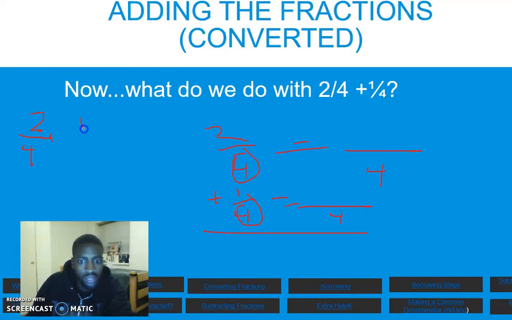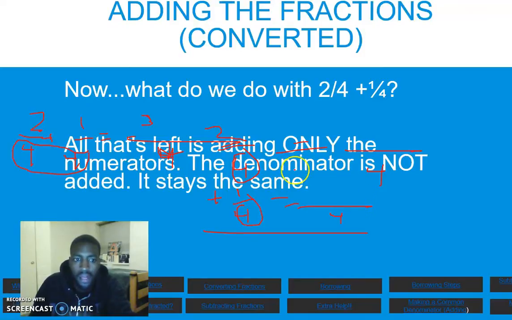2/4 plus 1/4 equals 3/4. Remember, when you add fractions, the denominator always stays the same. So it'll be 4 still. So all that's left is adding only the numerators. The denominator is not added, it stays the same. Like I mentioned before, the denominator stays the same.